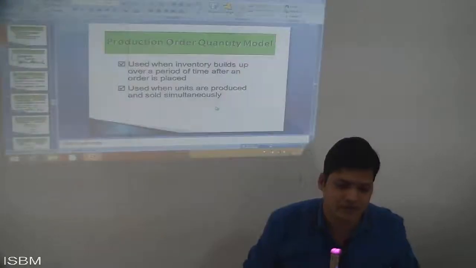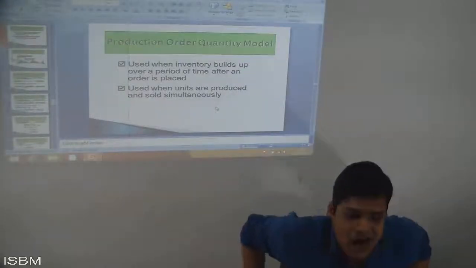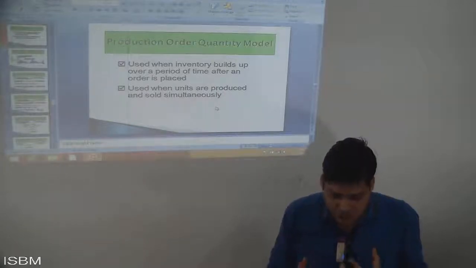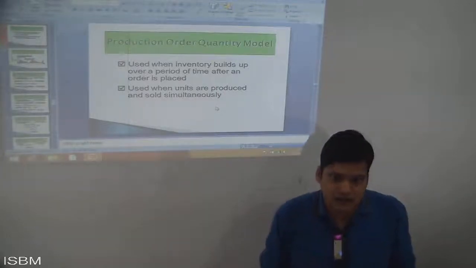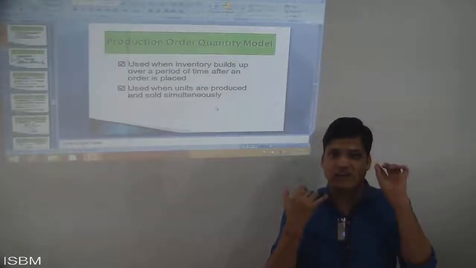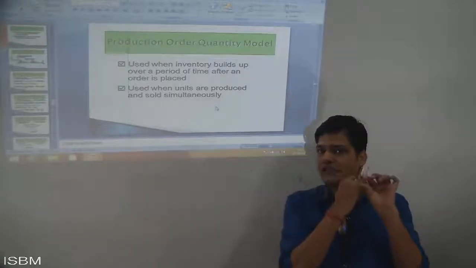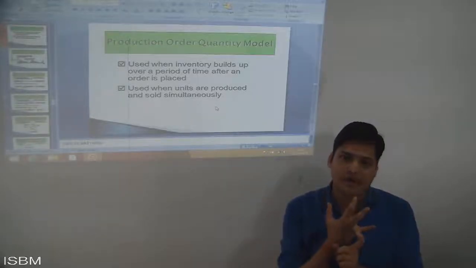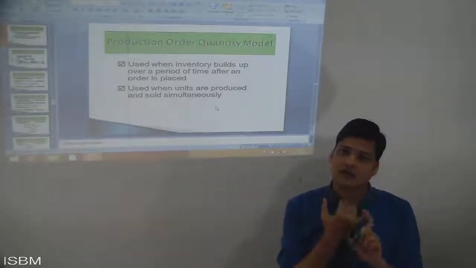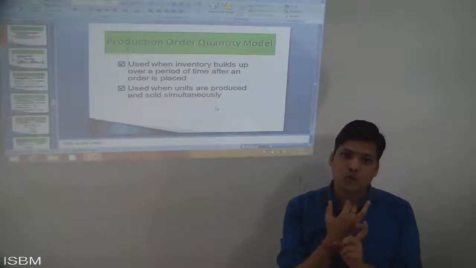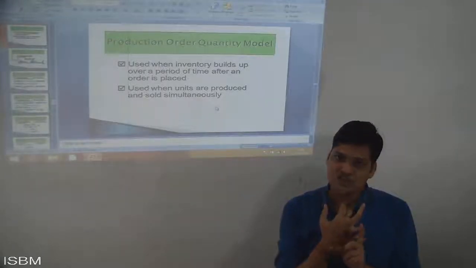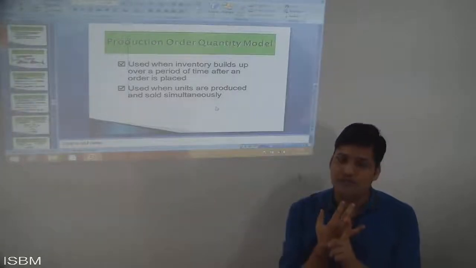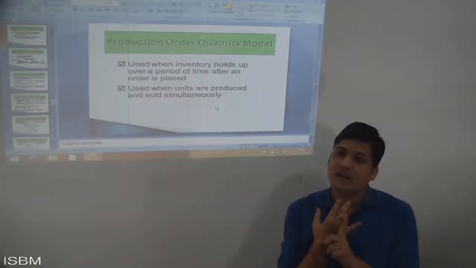So this is all we have learned about how to calculate the EOQ model. EOQ is economic order quantity, and ROP is reorder point. Today we learned how to calculate the EOQ, economic order quantity. The EOQ formula is under root 2DS by H. Then we learned setup cost.